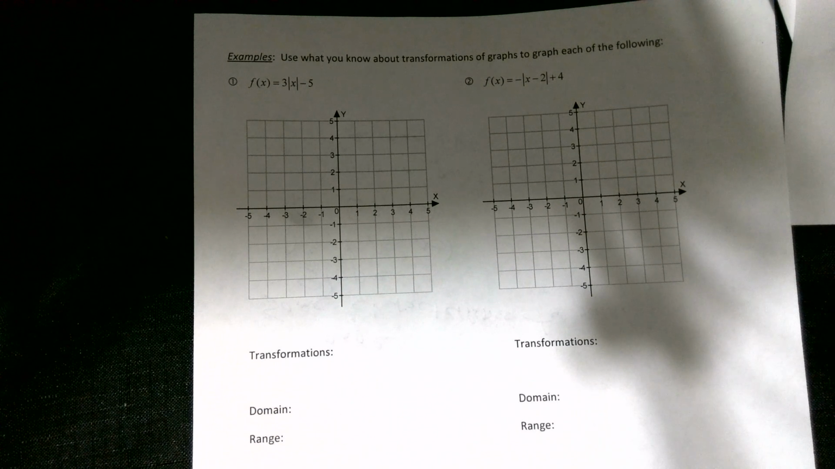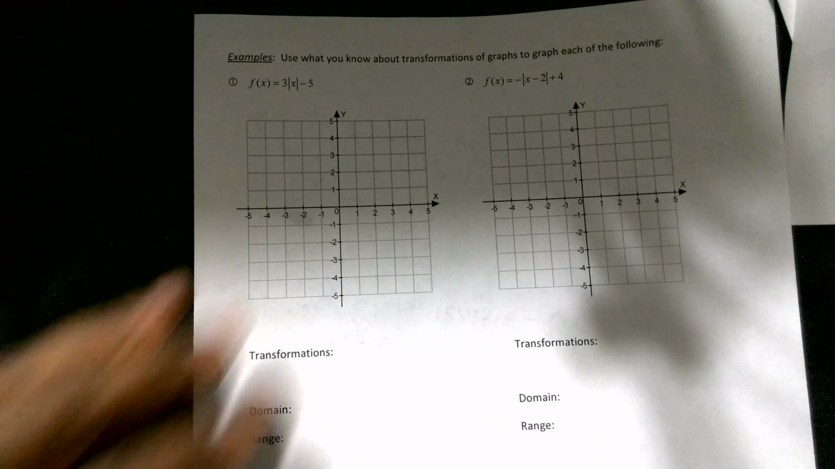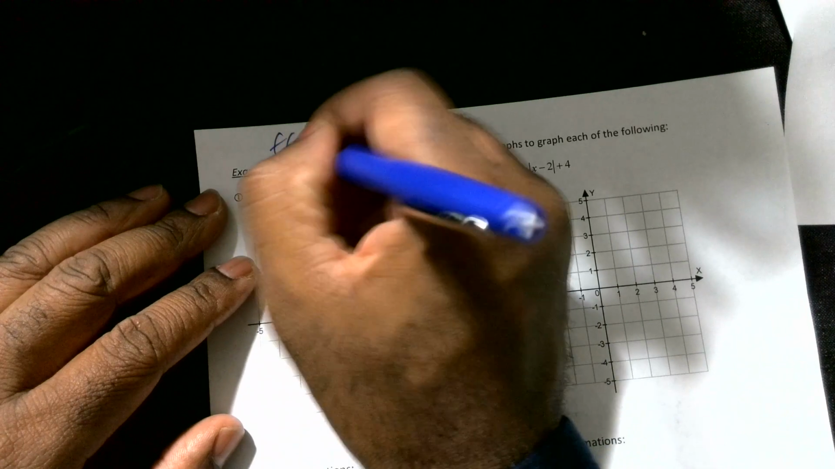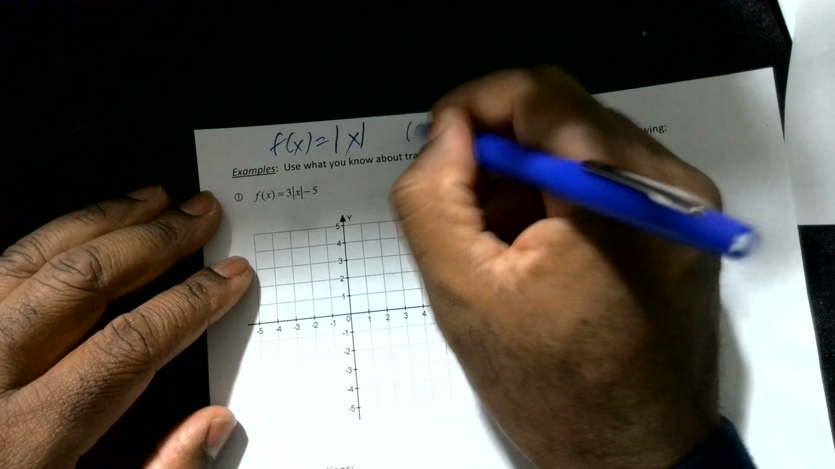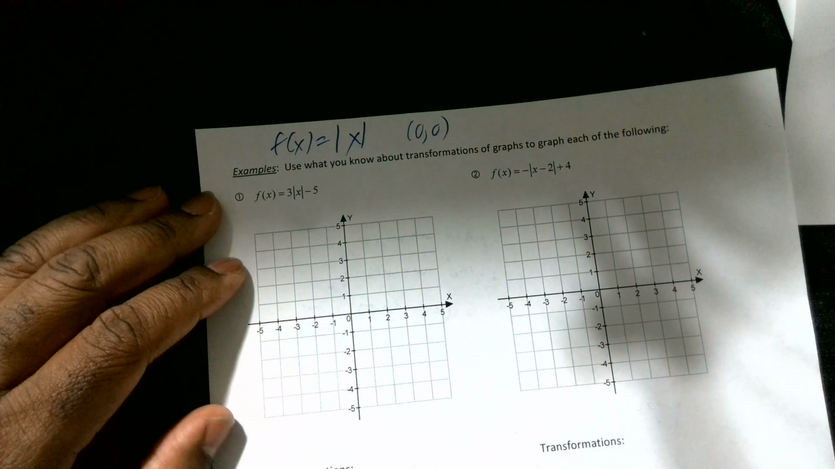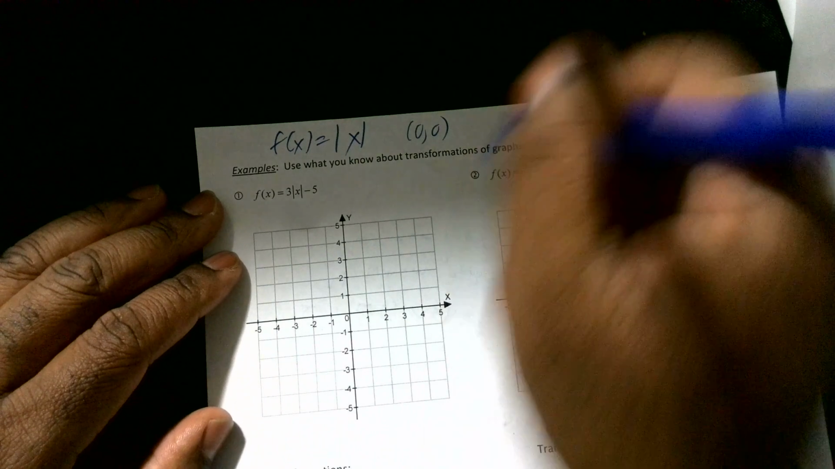Now it says use what you know about transformation of graphs to graph each of the following. Now remember our initial graph is f of x is equal to the absolute value of x. And we know our initial point is 0, 0.